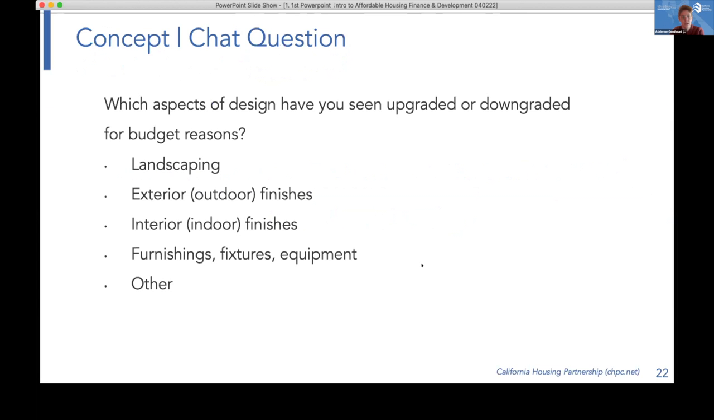So we're gonna jump back in with a quick chat question. Which aspects of design have you seen upgraded or downgraded for budget reasons? Here are some options: landscaping, exterior finishes, interior finishes, furnishings, fixtures, and equipment. Or if there's something else, please share that as well. And then we'll discuss these responses at the end a little bit later.